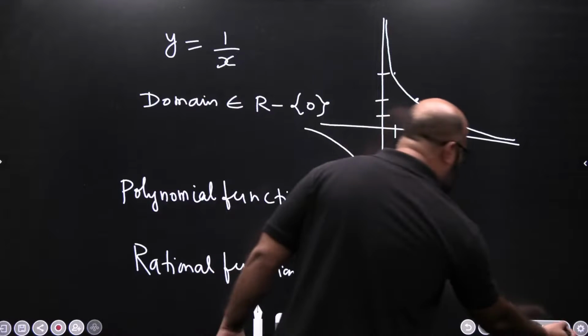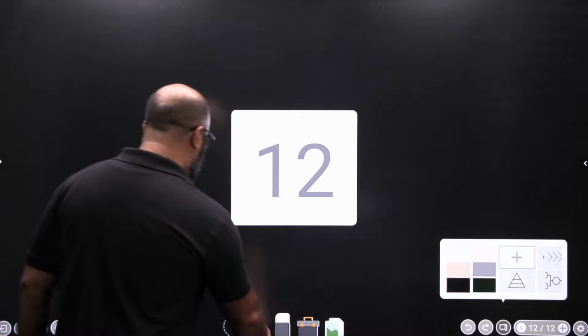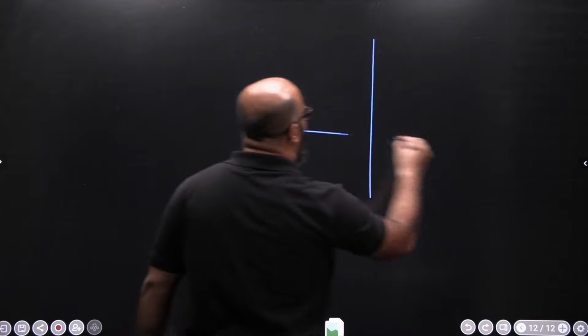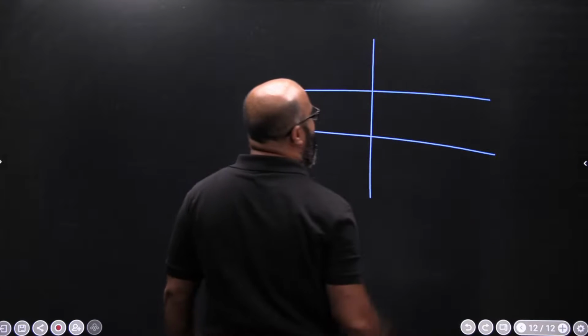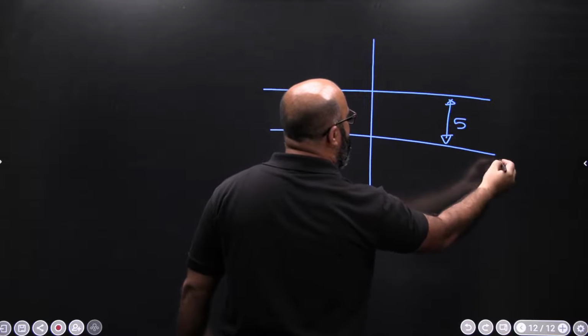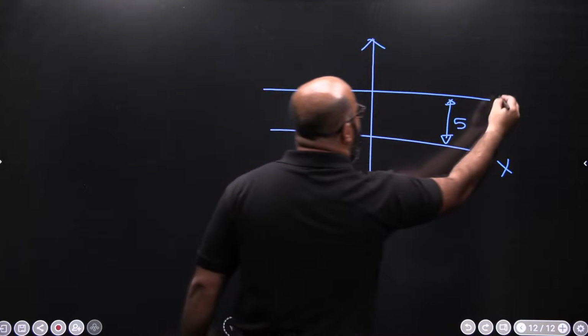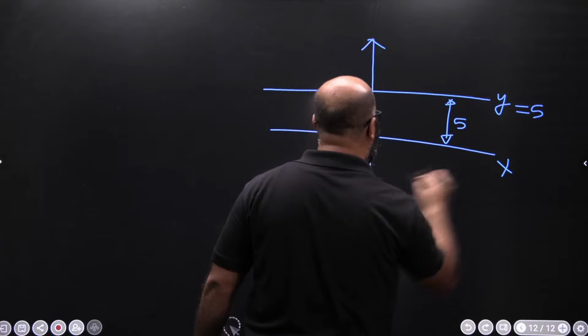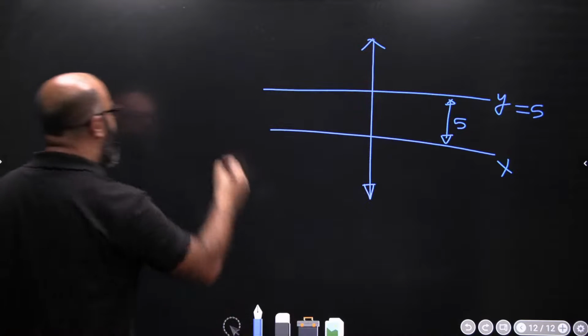Now, there is a constant function also. So, what happens in a constant function is that if you take a line parallel to x-axis at some distance, suppose 5, then it would be y is equal to 5. It is constant. That is why it is called constant function.